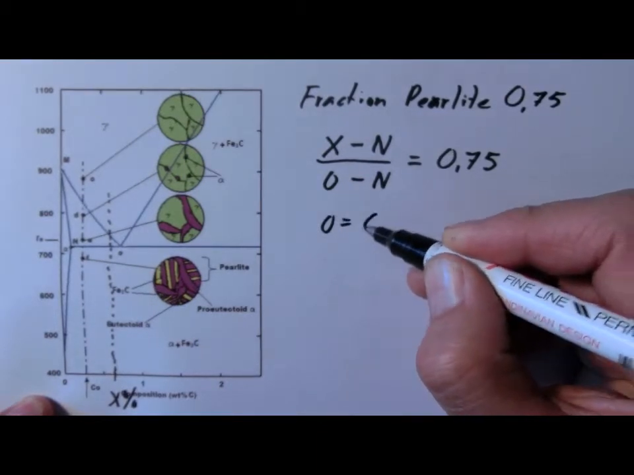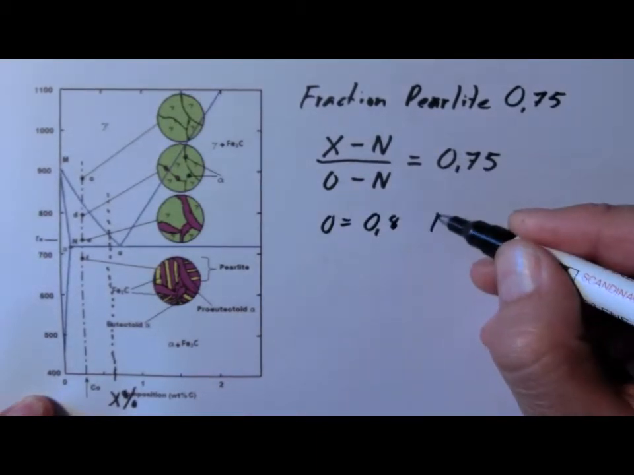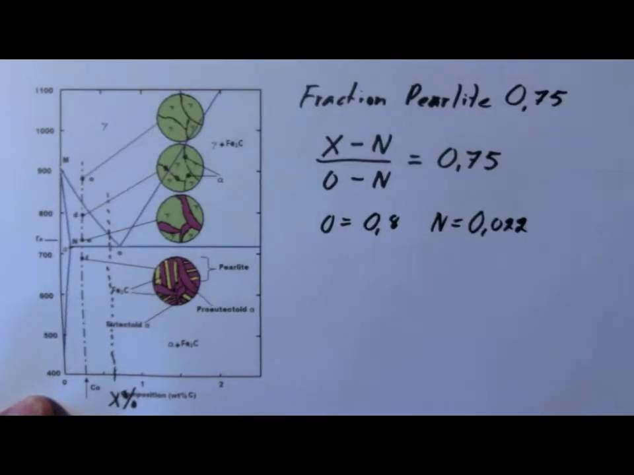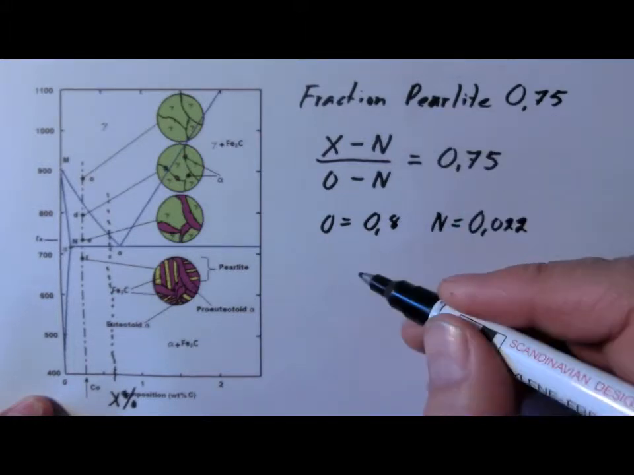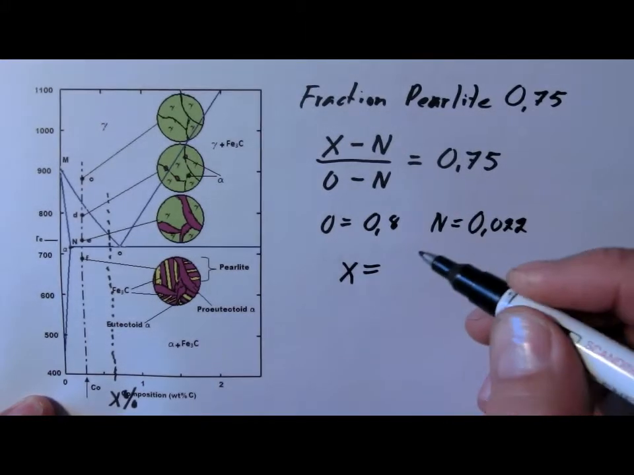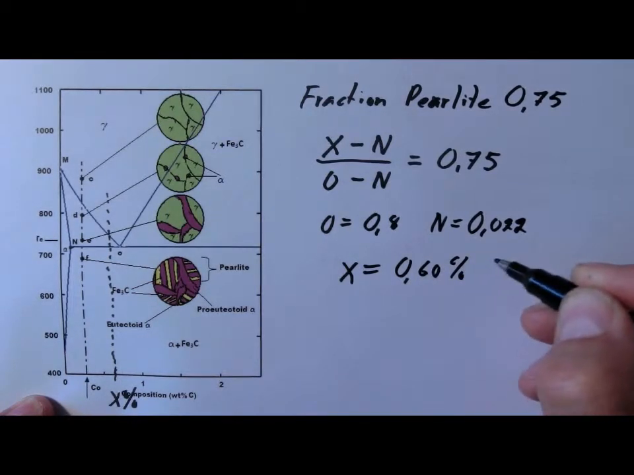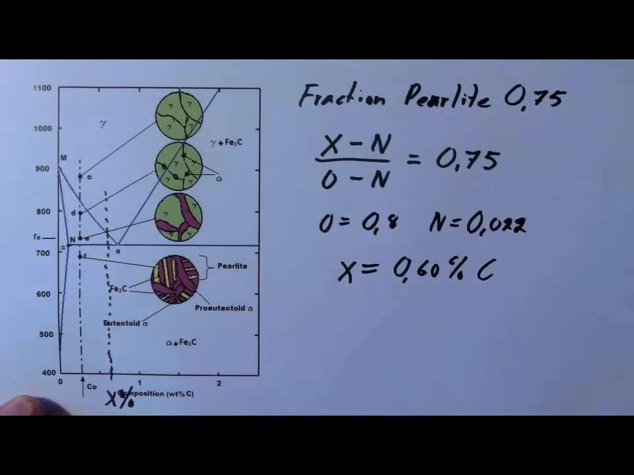O is again 0.8 and n is again 0.022. So if we put these data in the equation, we will solve for x, and we will find that x is 0.60% carbon. So based on the microstructure we have now calculated that we have about 0.6% carbon in this steel.